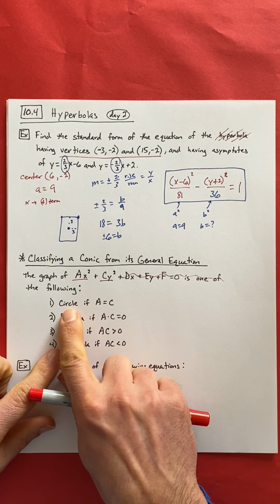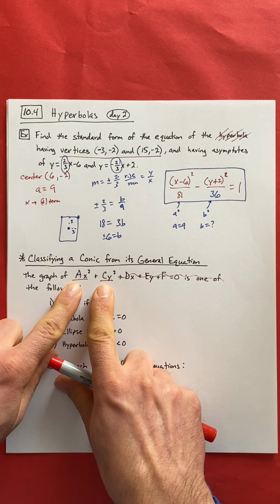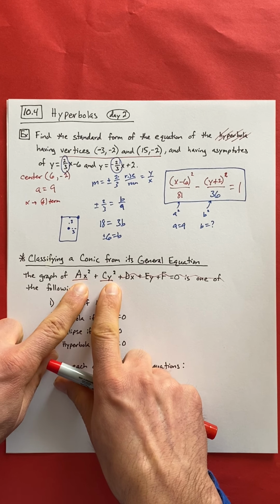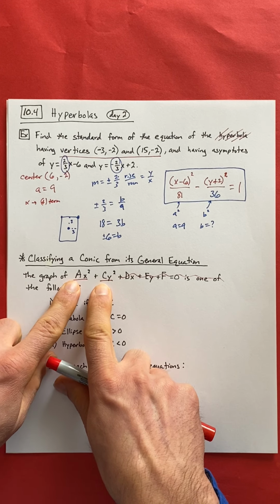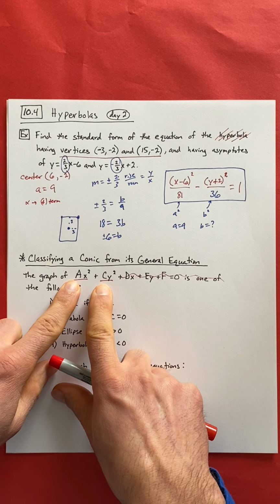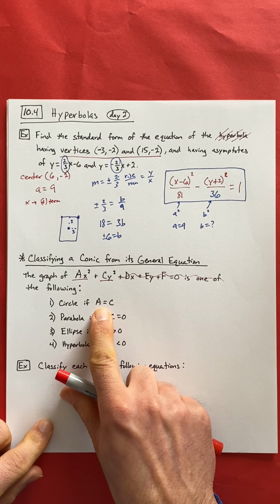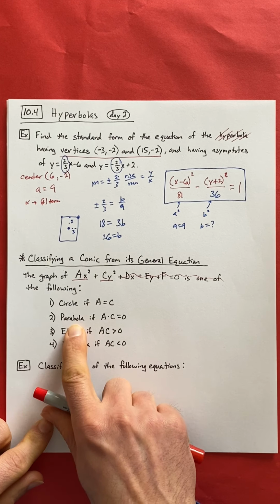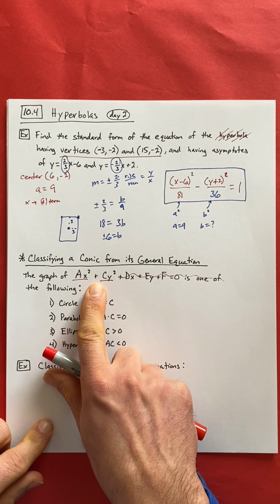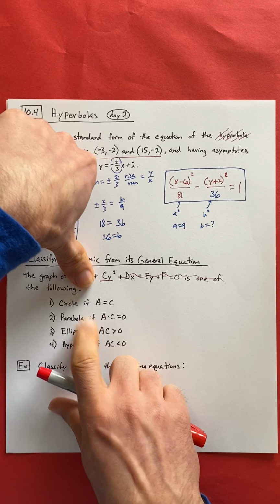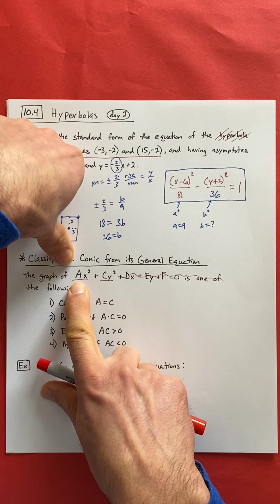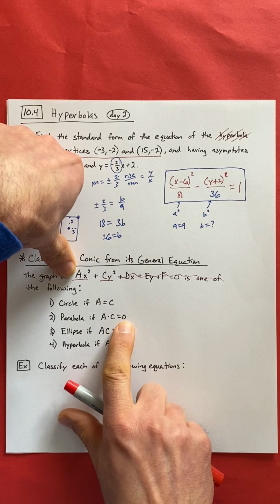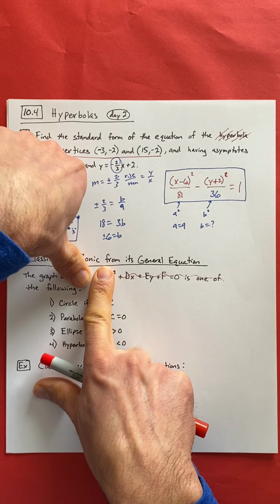So it is a circle if basically those two numbers are the same. If they're both squared terms and I have 3's in front of both of them, that means it has to be a circle. So that's what that is saying. It's a parabola if a times c equals 0. What does that mean? It's a parabola if you only have one squared term. So say you just had a y squared term, that means a equals 0. So of course 0 times anything would be 0. They can't both be gone because then you don't have any squared terms.